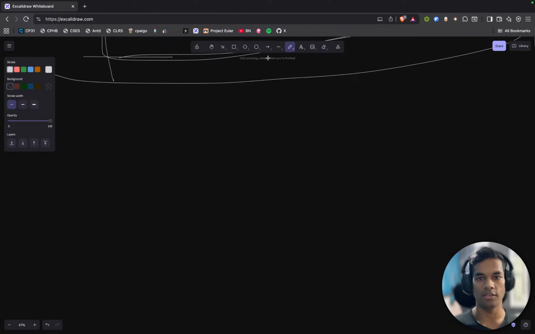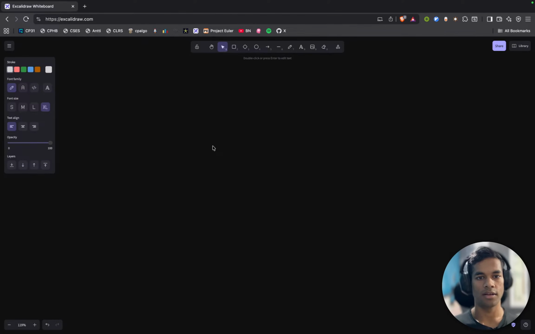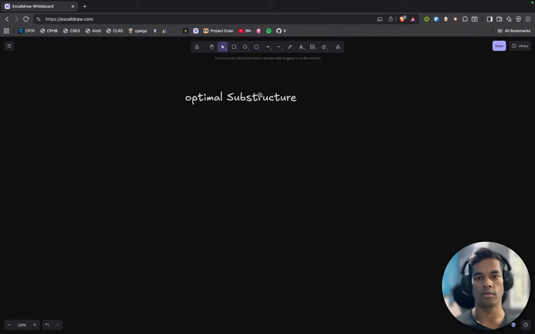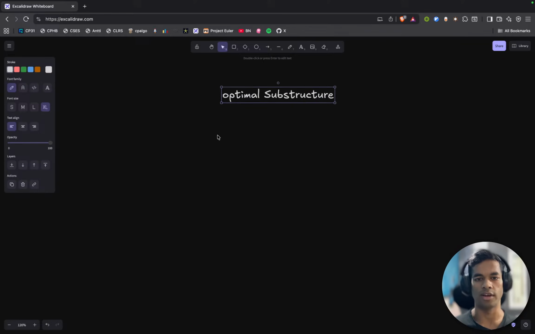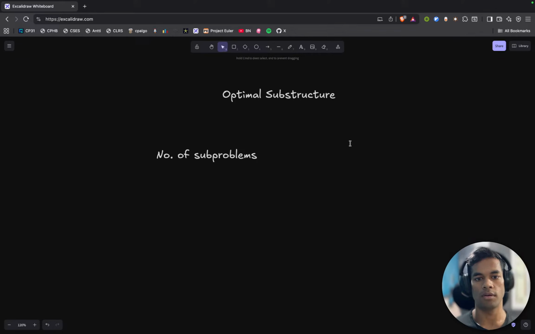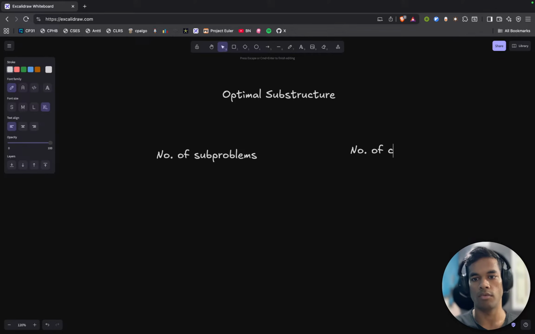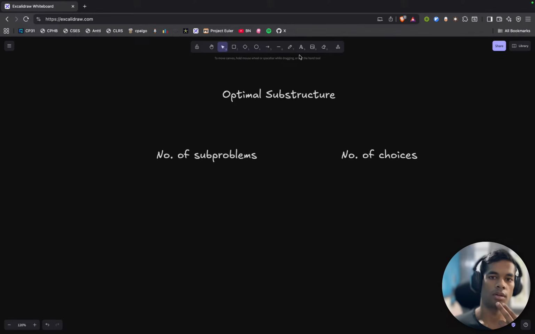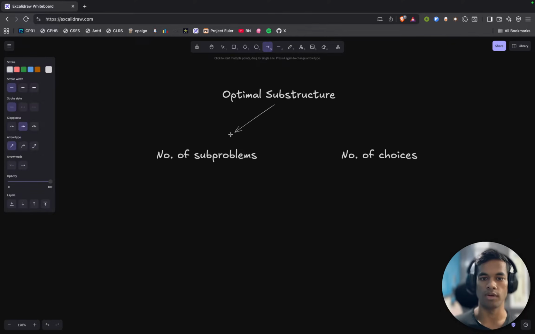So here they are saying that optimal substructure, yes, the spelling is correct. I think it is correct. I hope so. Optimal substructure depends on the number of subproblems and the number of choices available. That is very true. That is actually very true.